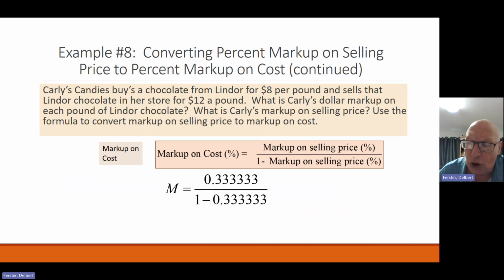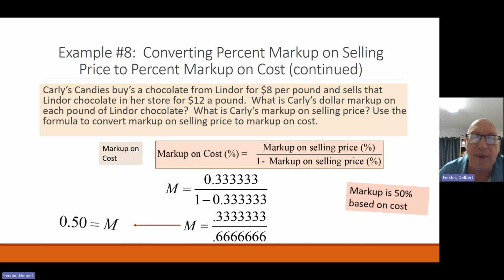Just as before, make sure you put that in as a decimal number. On the denominator, it's 1 minus that value. The calculator says that's 0.33333 over 0.66666, and if that looks like a half, that's darn close. That would be 50%. So the markup based on cost for that particular example turns out to be 50%. Not hard, not different than what we're doing.